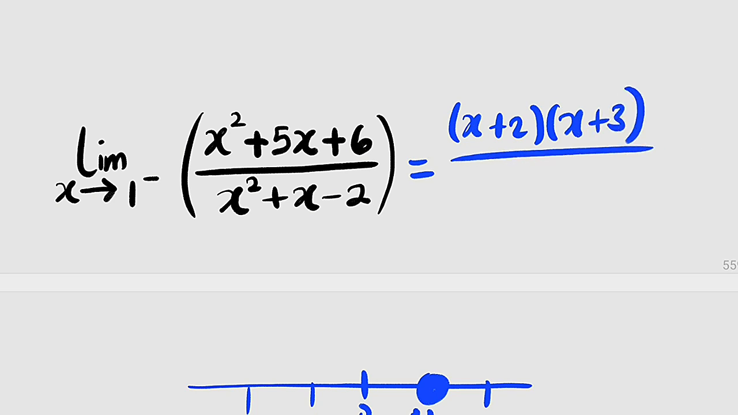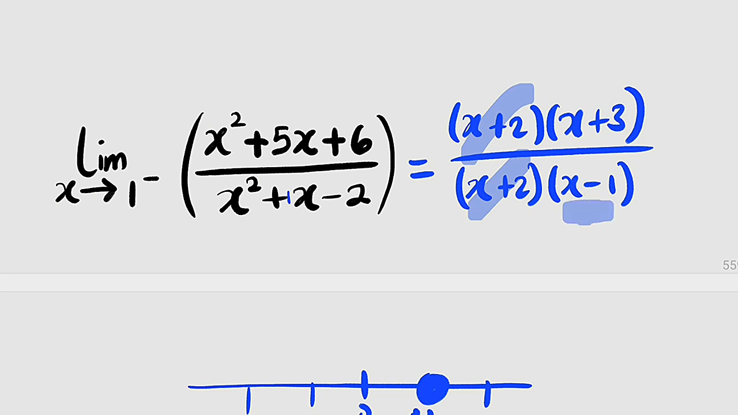To the bottom, think of two numbers that you can multiply together to get -2, but when you add them, you get the coefficient of x, which is 1. That is x plus 2 and x minus 1. And from here, you can directly cancel this. So you have only x plus 3 divided by x minus 1. And still, if you apply your limit directly, you have 1 minus 1, which is 0, and 1 plus 3, which is equal to 4.